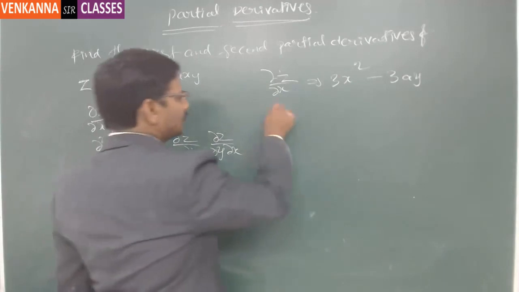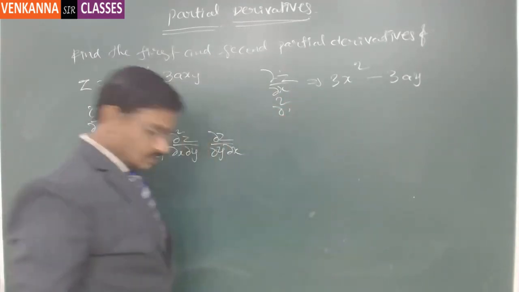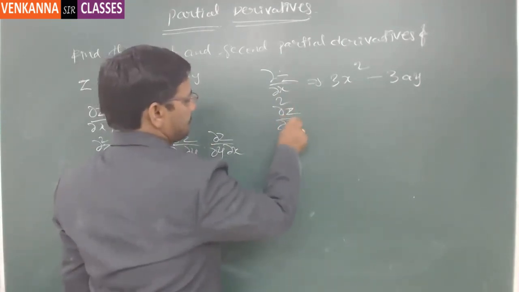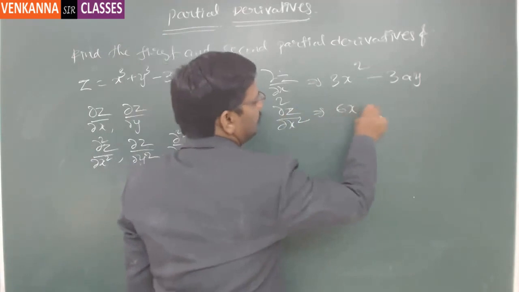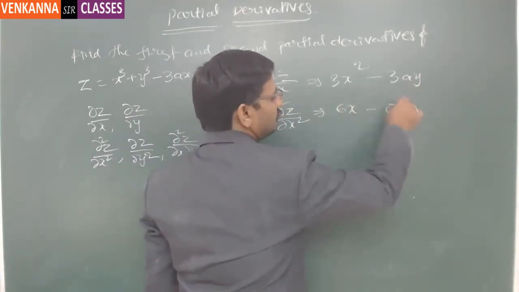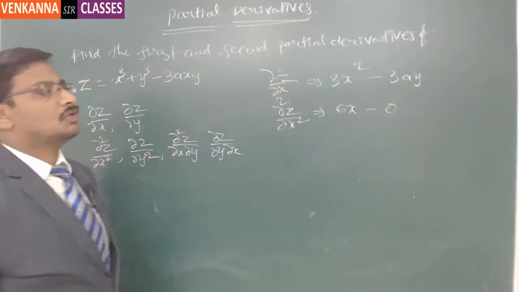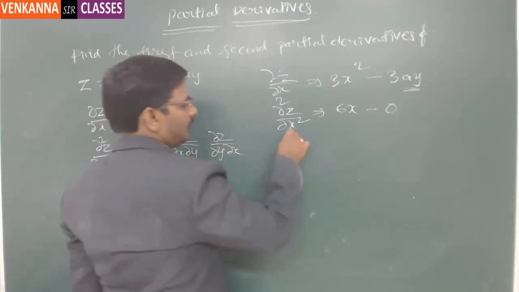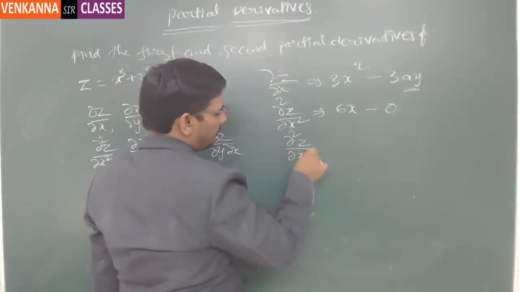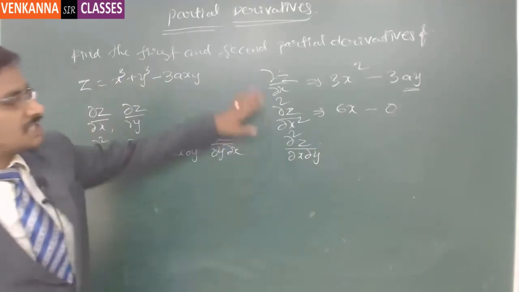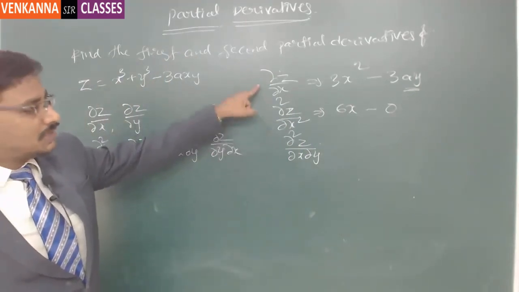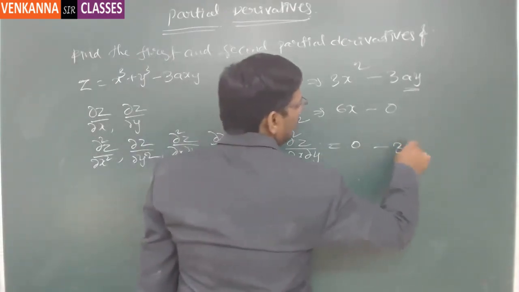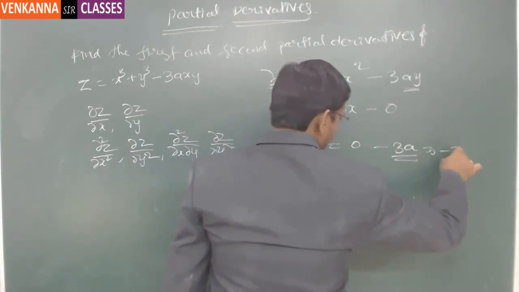Now dou square z by dou x square is nothing but 6x. So you are doing the derivative with respect to x. Hence you can treat the other term as 0, because a and y both are constants for us. Similarly, dou square z by dou x dou y. That means you have done the derivative with respect to x first, and then you are doing the same function's derivative with respect to y. So this is minus 3a, and that is the answer.